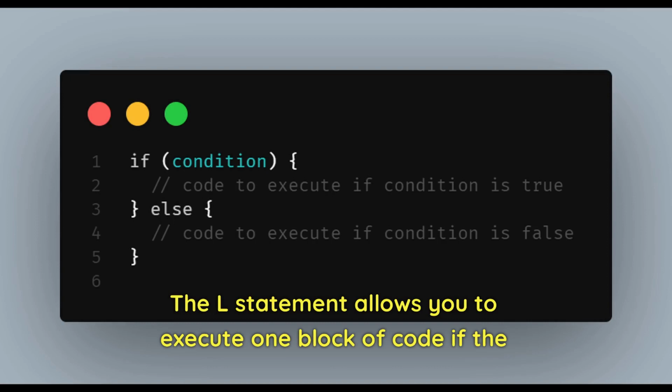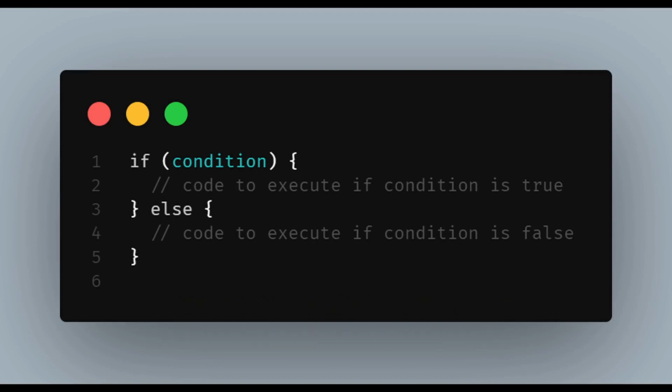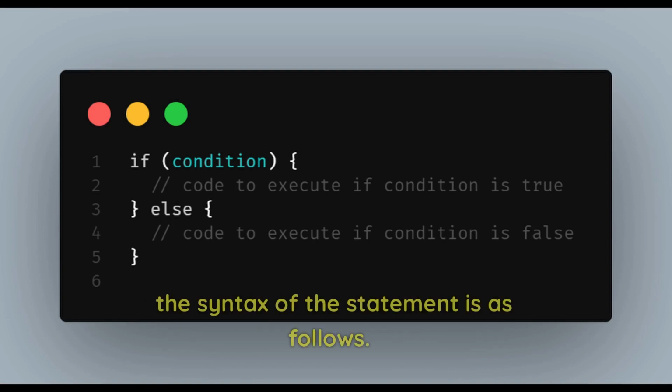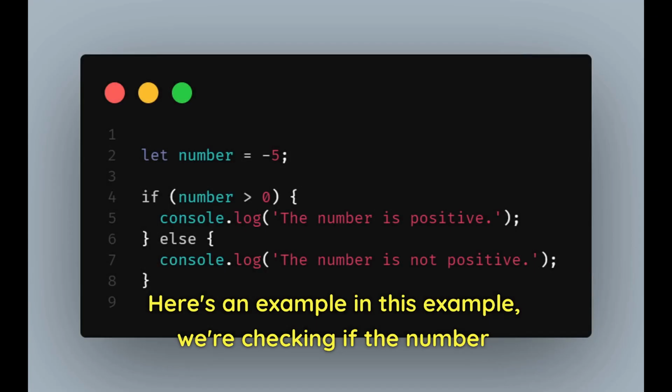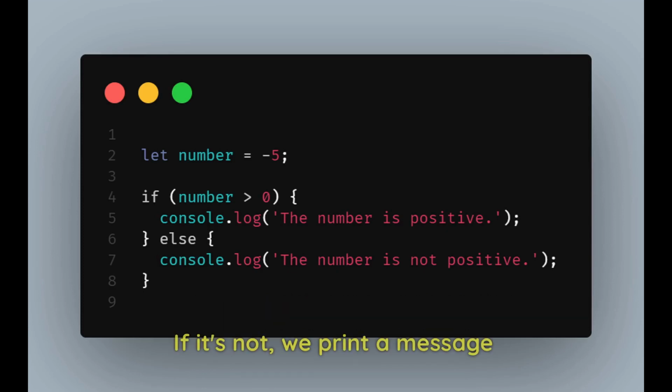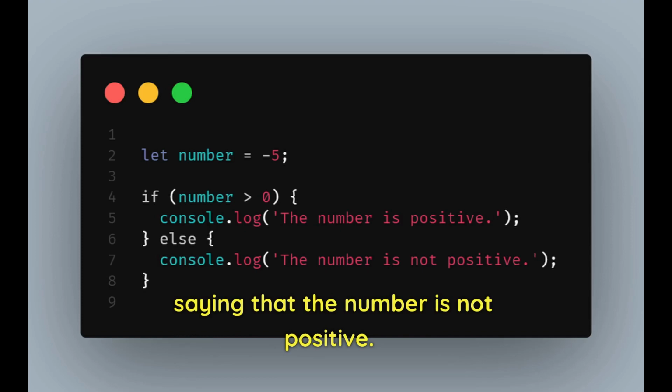The if-else statement allows you to execute one block of code if the condition is true, and another block of code if the condition is false. The syntax of the if-else statement is as follows. Here's an example. In this example, we're checking if the number variable is greater than 0. If it is, we print a message saying that the number is positive. If it's not, we print a message saying that the number is not positive.